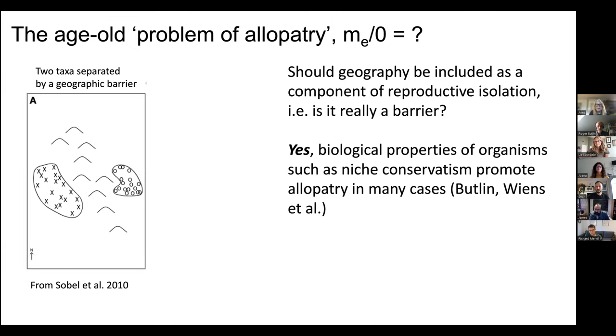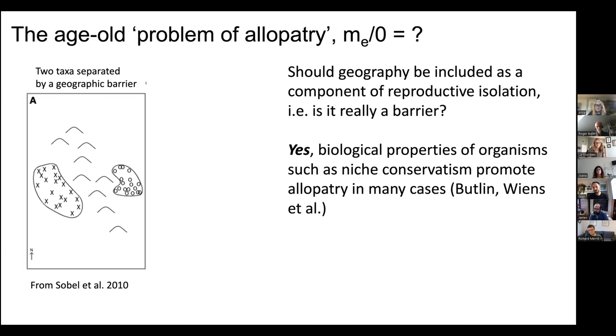One being, yes, we should, because I've drawn this figure where there are X's and O's on two sides of a mountain range. That seems really simple and elementary, but there's actually biology there too, implying that X can't reach O's habitat and O can't reach X's habitat because of biological properties of those organisms. If they live in low elevations and they can't cross that mountain range, then that physical barrier becomes something that prevents gene flow. So we think about some of the excellent examples of niche conservatism actually promoting allopatry.